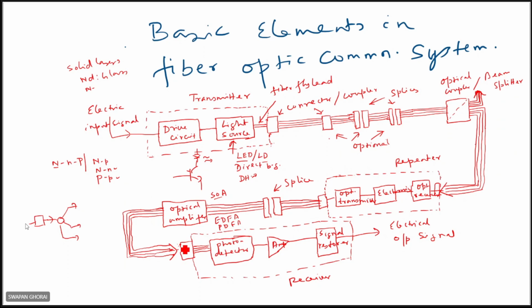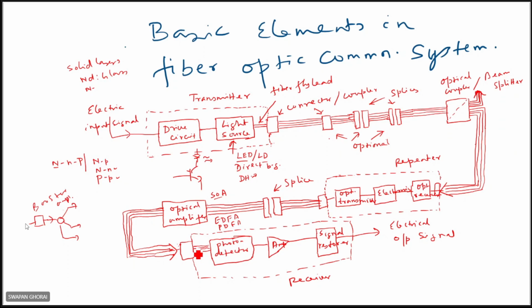Sometimes, and in most cases, it is used just before the photodetectors to increase the signal to noise ratio. That time it is called pre-amplifiers. Also, if it is in the LAN, then it is used before splitting. That time it is called booster amplifier. So these things are there.